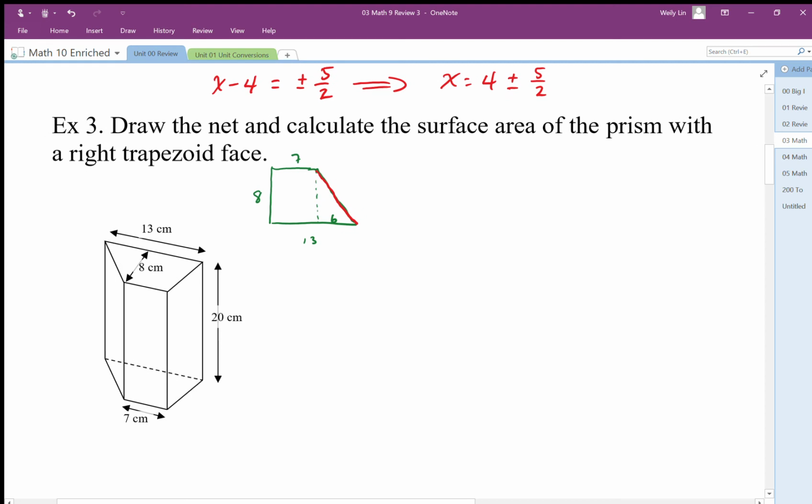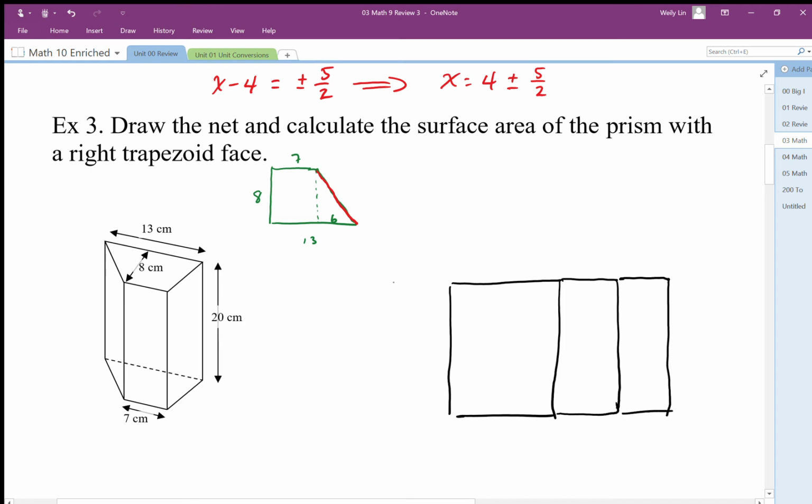For this one here, we're being asked to find the surface area. So for a surface area, we need to draw a net. Okay, so the net, I'm going to start at the bottom. So this is going to be my 13 by 20 bottom. I'm going to have the back edge here. This is my 8 by 20. And then I'm going to put my top edge here.